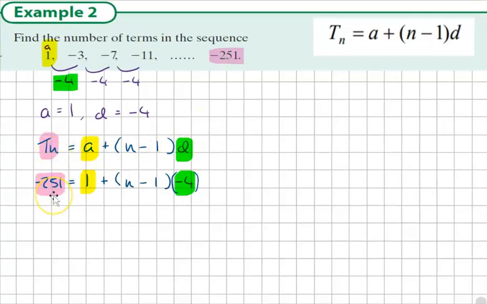So Tn, we replace with minus 251. A we replace with 1, and D we replace with minus 4. Next we're just going to multiply out the brackets, simplify, and then solve for n. So the rest of the question is algebra.